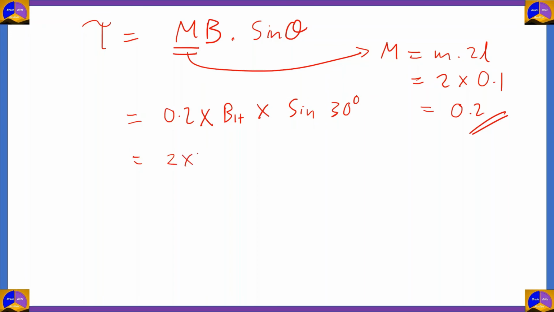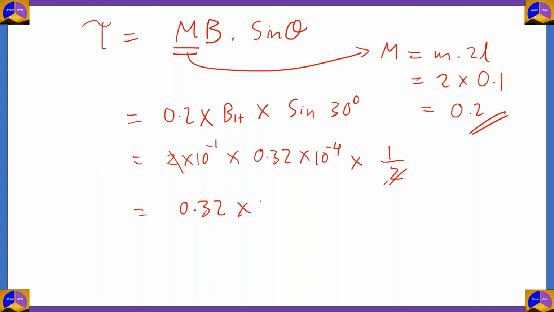0.2, let's write it as 2 into 10 raised to minus 1. Now this is due to an important reason, which we'll see as we calculate. BH, the horizontal component of the magnetic field, can be written as 0.32 into 10 raised to minus 4 times sine 30, which is 1 by 2. And since we made 0.2 as 2 into 10 raised to minus 1, we're now free to eliminate the 2 from the numerator and the denominator. So now we get 0.32 into 10 raised to minus 5. And the unit for torque is Newton meters, Nm.